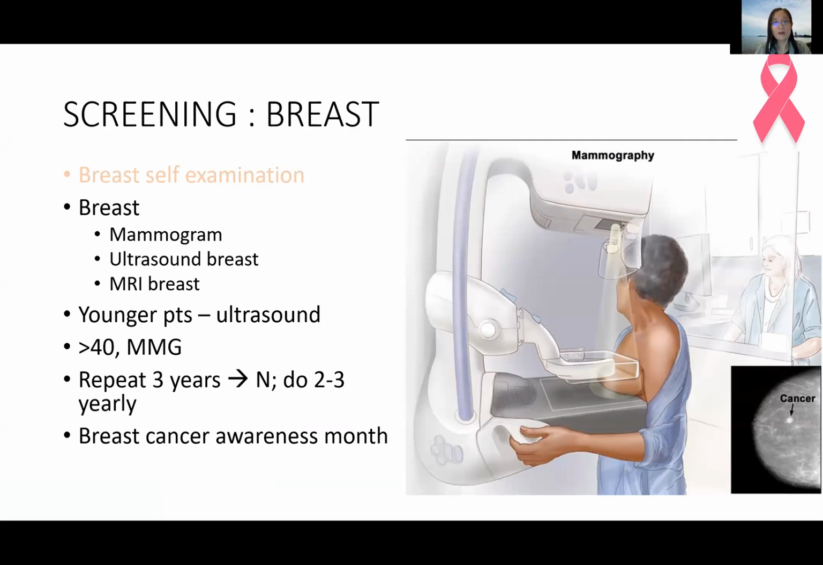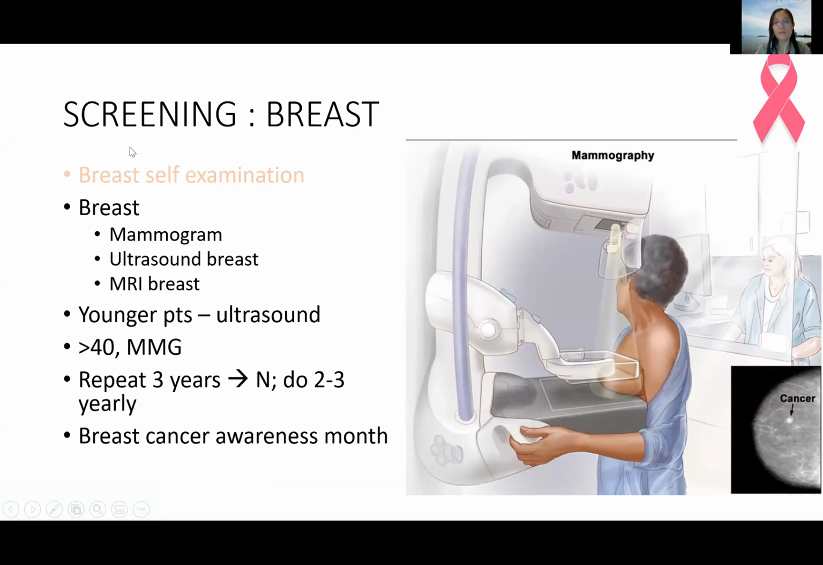So the other part of breast screening would be things like mammogram, ultrasound of the breast, or MRI of the breast. Younger patients tend to have denser breasts, so it is recommended if you are less than 40, you should do an ultrasound. And if you're more than 40, when there is more fatty tissue in the breast compared to a dense, fibrous kind of breast, you should do a mammogram.